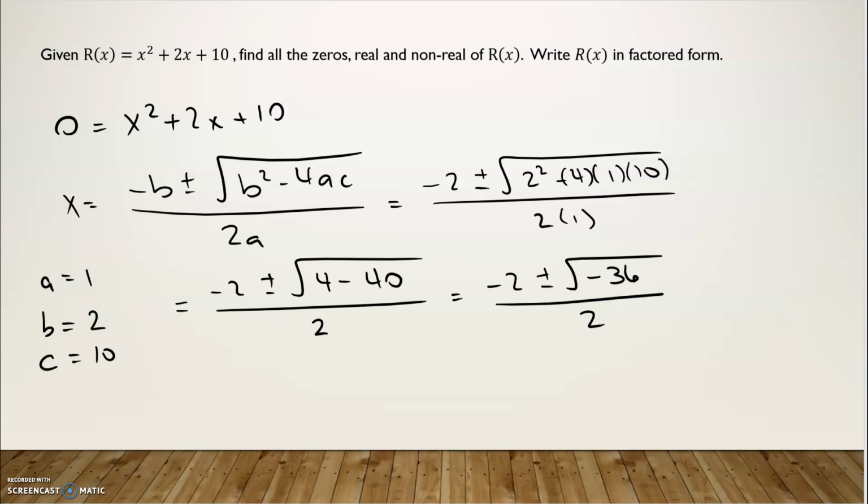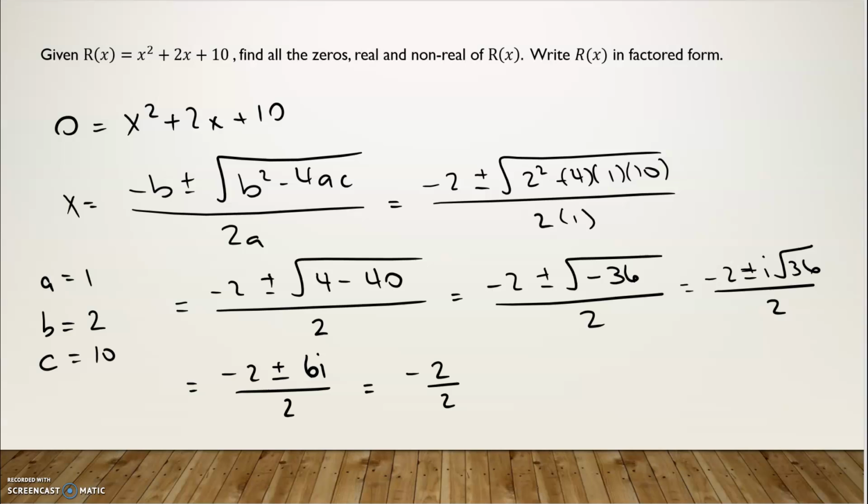Okay, I got a negative inside a square root, so I'm going to take an i out. So that's going to be negative 2 plus or minus the square root of 36, which is 6, so 6i over 2. If I can take a 2, well, we can break it up like this. That would be negative 1 plus or minus 3i. Okay, so there's our zeros.